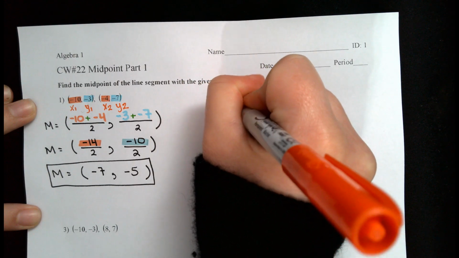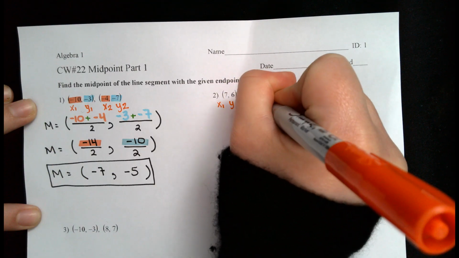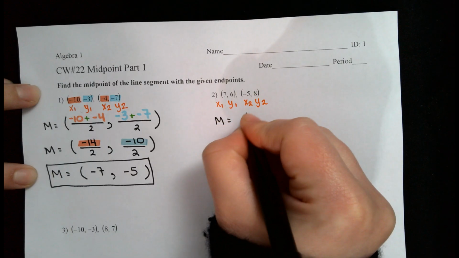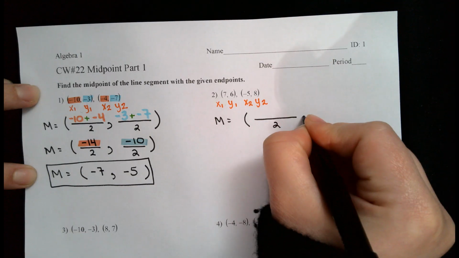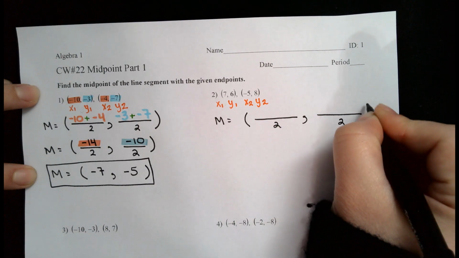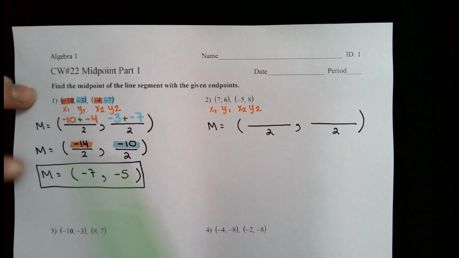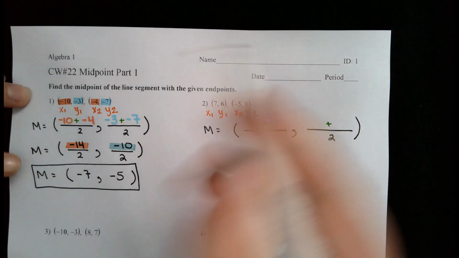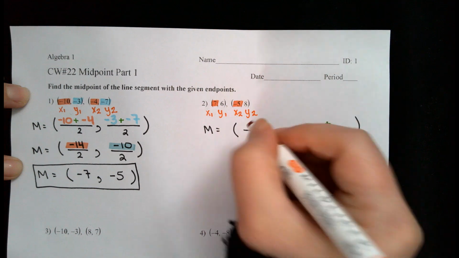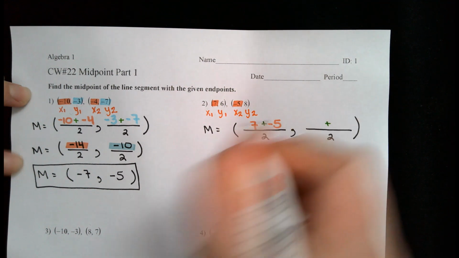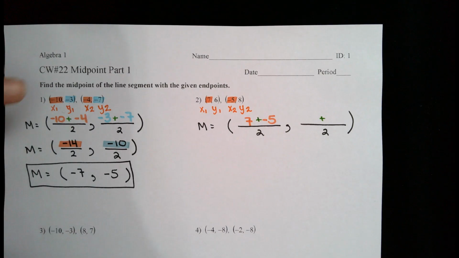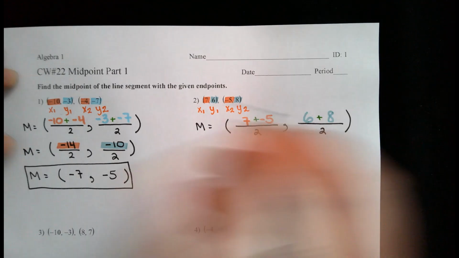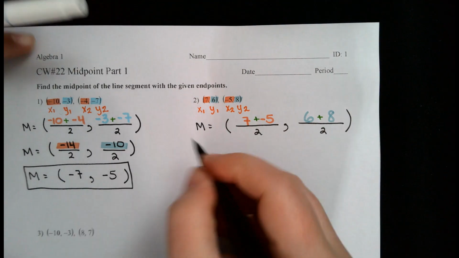x1, y1, x2, y2. Write out your formula. Midpoint is equal to open divided by 2, comma, divided by 2, close it. Put in your pluses. Identify your x's. We got 7 and -5. Identify your y's. I got 6 and 8. Add.